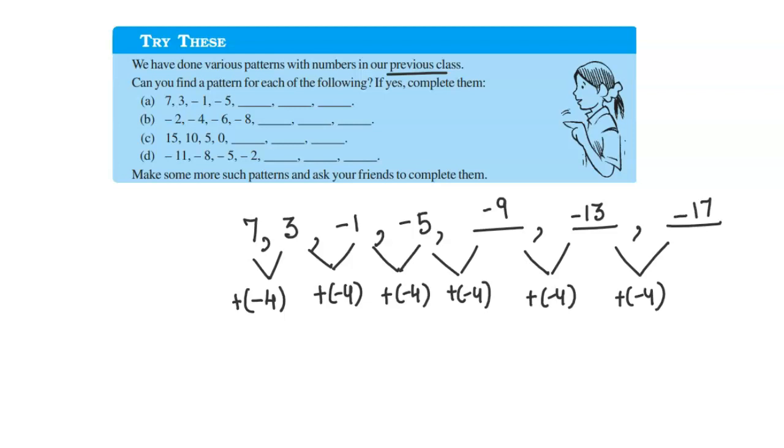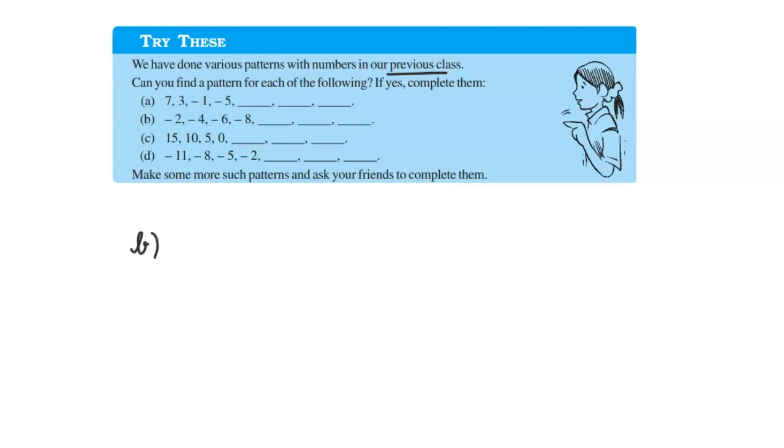So now let's check. In the second part, the B part, we can see the pattern is 2, 0, -2, -4, -6, -8, and then we have 3 blanks. It is like multiples of 2, but all are negative. So the next multiple of 2 will be -10, then -12, then -14. Let's see the C part.